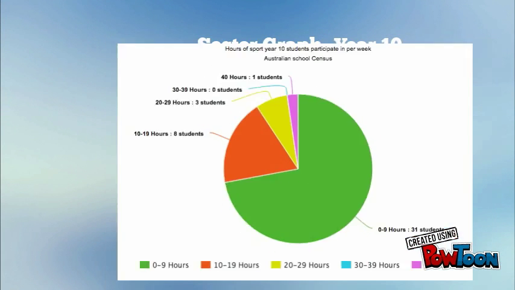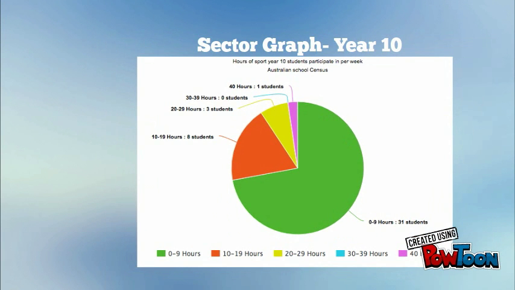The Year 10 sector graph shows an even greater amount of students participating in 0 to 9 hours of sport per week, with 31 students in that category.